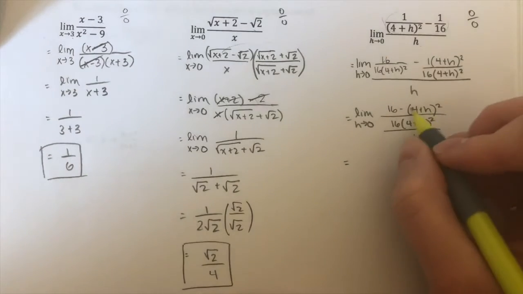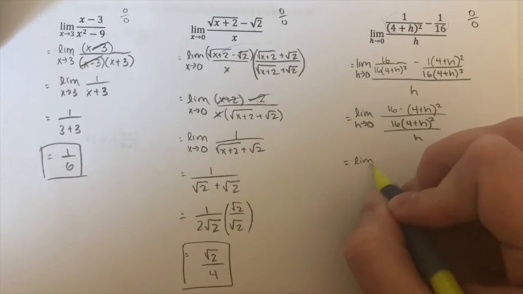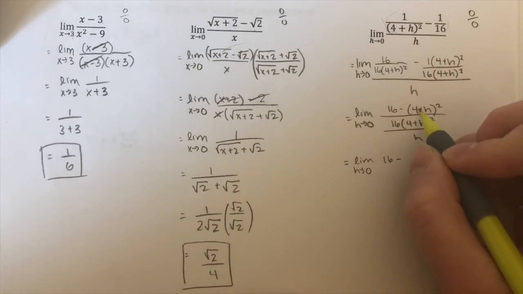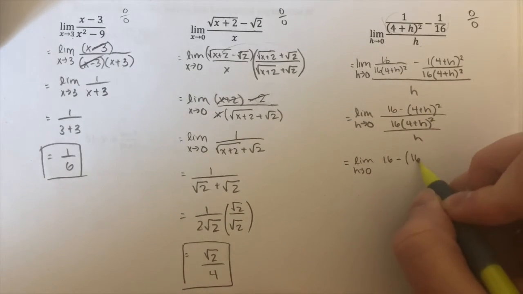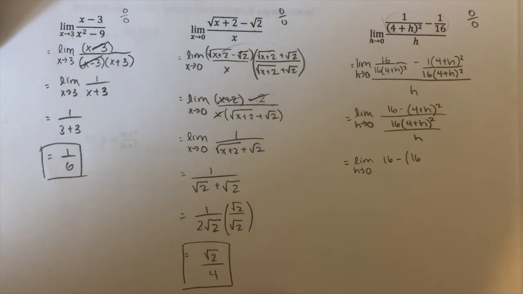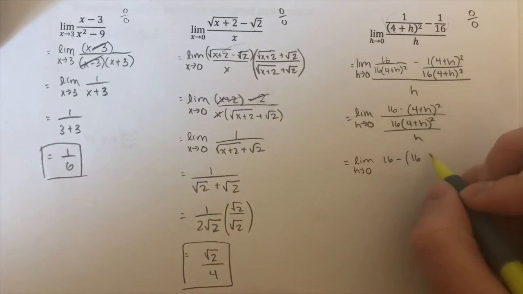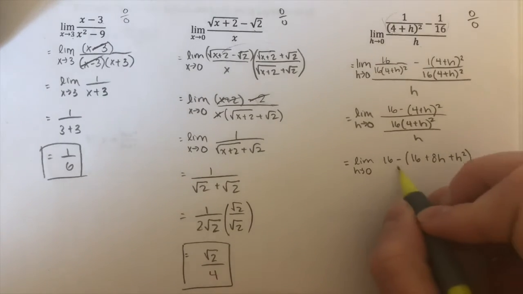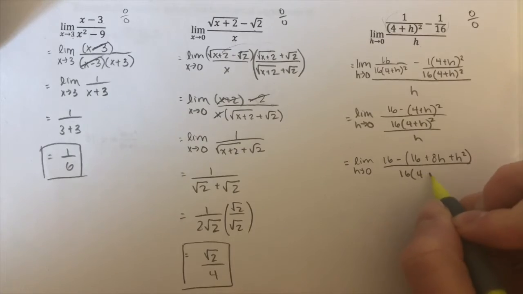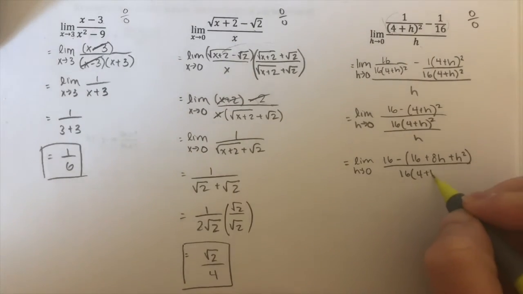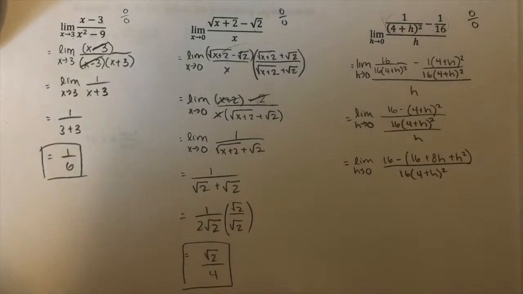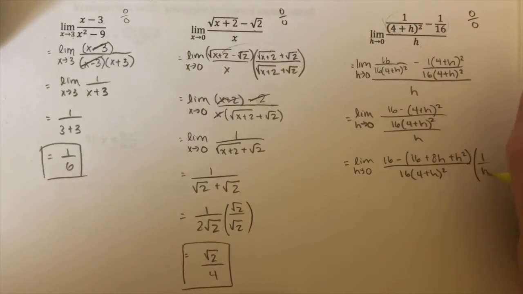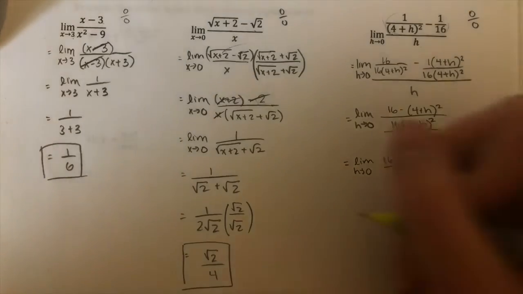So then I'm going to distribute this guy. We've got 16 minus 4 squared, which is 16, and I'm going to put this all in brackets so I remember to distribute that negative. Then we've got a 4 times an h twice, so 8h, and then an h squared. And then that whole thing is over, I'm going to leave this other one not multiplied out, and you'll see why in a minute. And then instead of dividing by h, I'm going to multiply this whole thing by 1 over h.